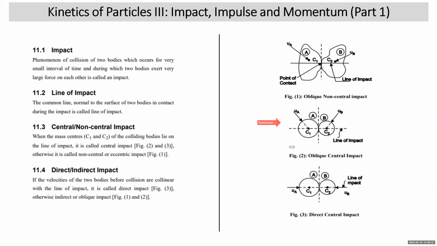This diagram is an example of oblique central impact. Why central impact? Because CG of the two bodies are lying on line of impact. Initial velocities UA and UB are not coinciding with line of impact, so oblique. So put together, we call it as oblique central impact.